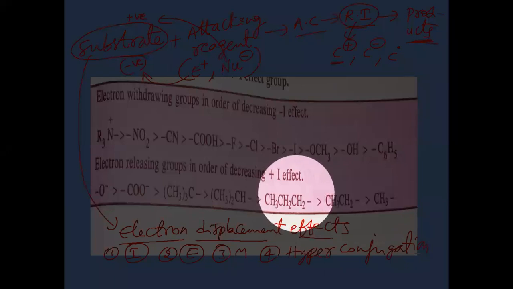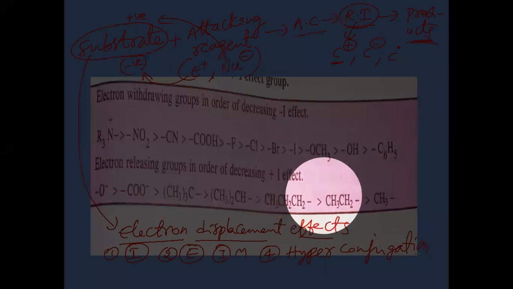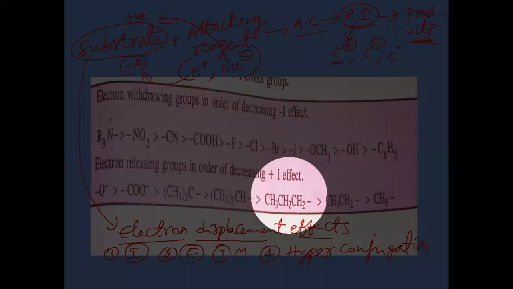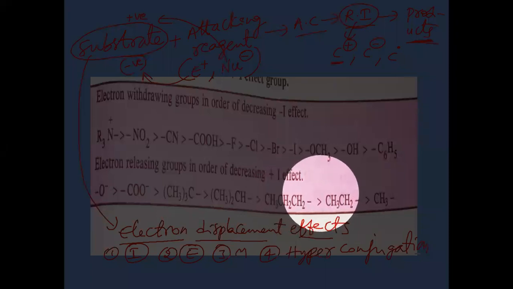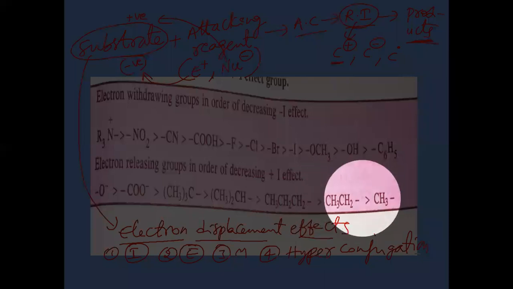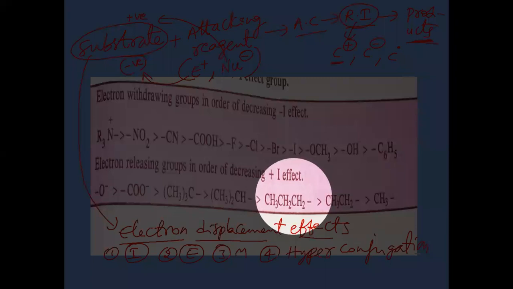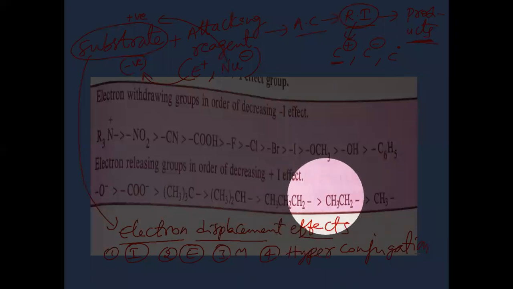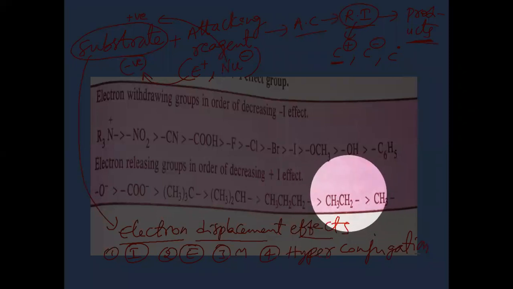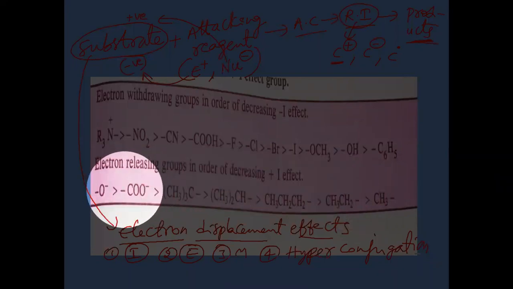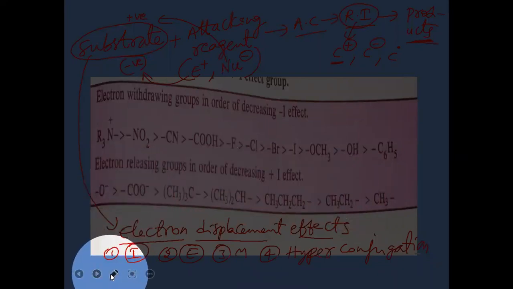Propyl. Why does propyl have more plus I effect than the ethyl group? Because the propyl group is a bulky group, heavier than C2H5. C2H5 is bulkier than methyl CH3. So which is the bulky group here? The heavy group here? CH3, CH2, CH2. So propyl is more than ethyl, and ethyl is more than methyl. Okay, the concept is clear. So it's about the plus I effect.